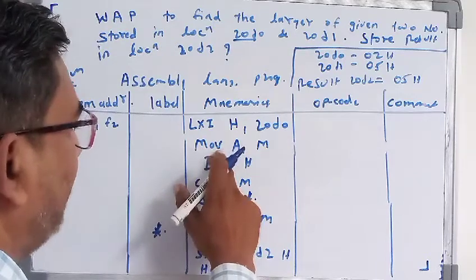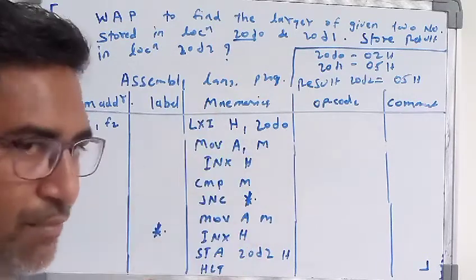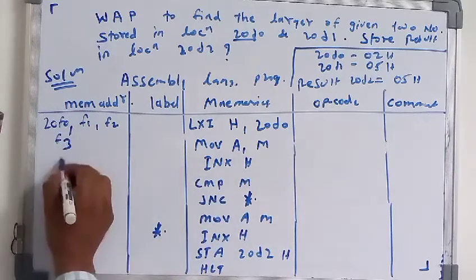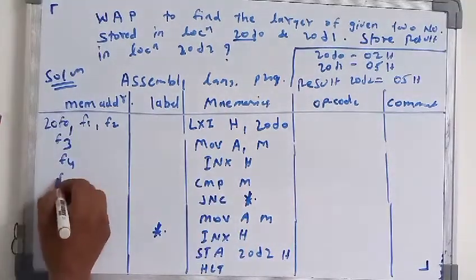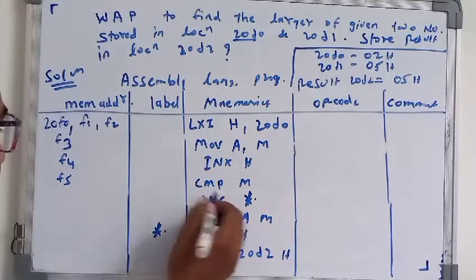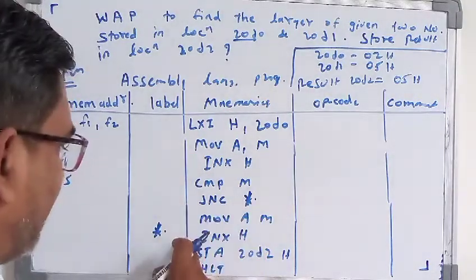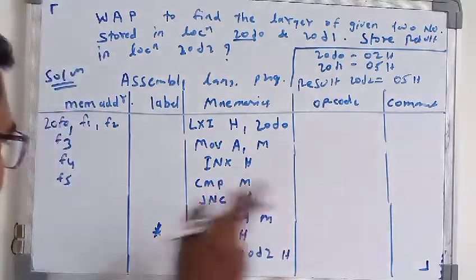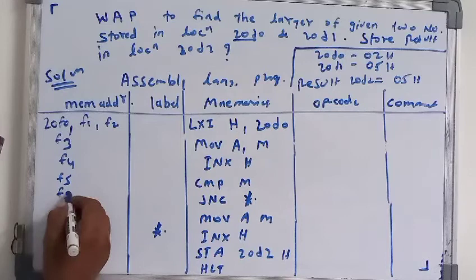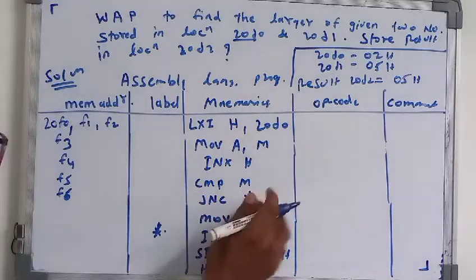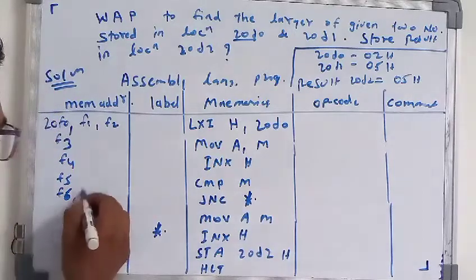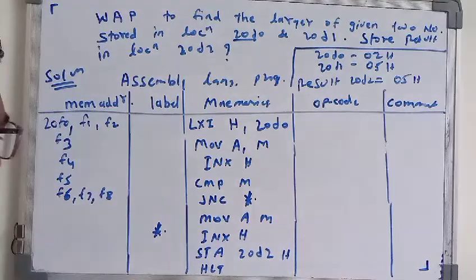Then MOV M to A. This is a single byte instruction, so you will get F3, then F4, then F5. This JNC, from here it will get jump. What is the address of this one? We have to put here. Okay. So meanwhile we will just write down F6. Here the three addresses have to be assigned. So F6, F7 and F8.